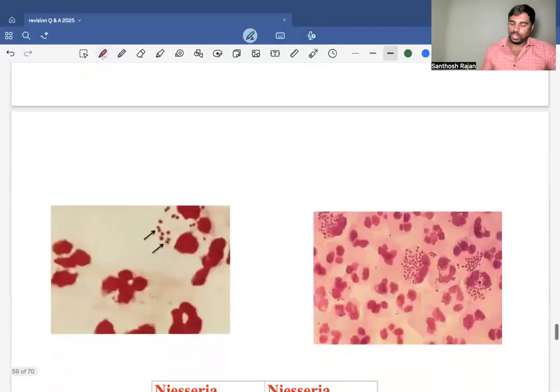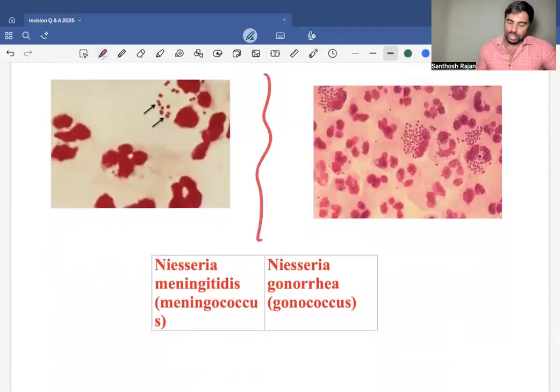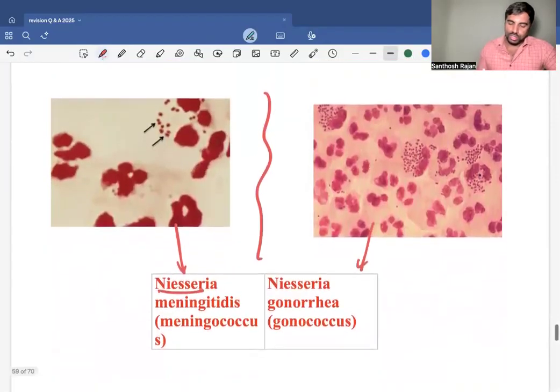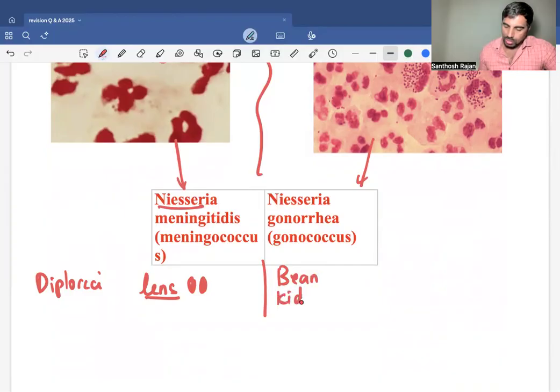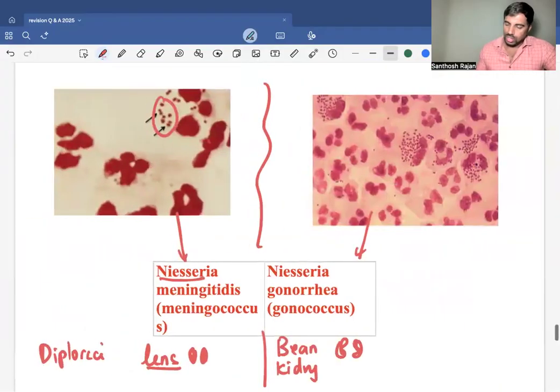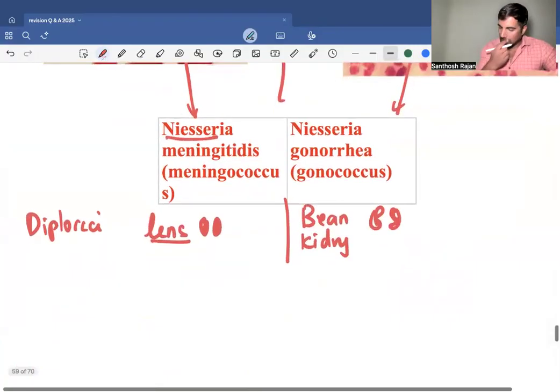Okay, before going to the topic, let's briefly see these two organisms. When you talk about Neisseria, two things: one is Neisseria meningitidis, the other one is Neisseria gonorrhoeae. Look at the picture. Both are diplococci. One is lens shaped like this, the other one is bean or kidney shaped. You can see here, it's all inside the cell. Mostly they're intracellular, but can be outside also. So bean or kidney shaped.